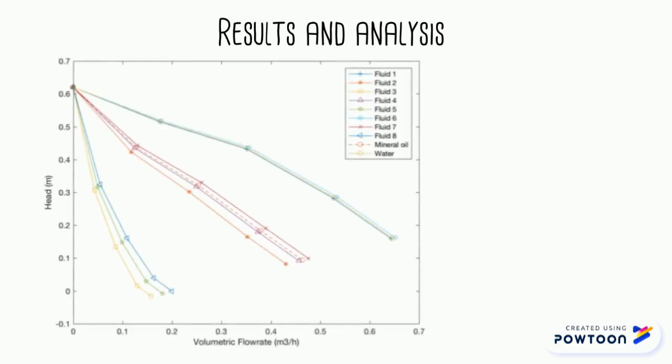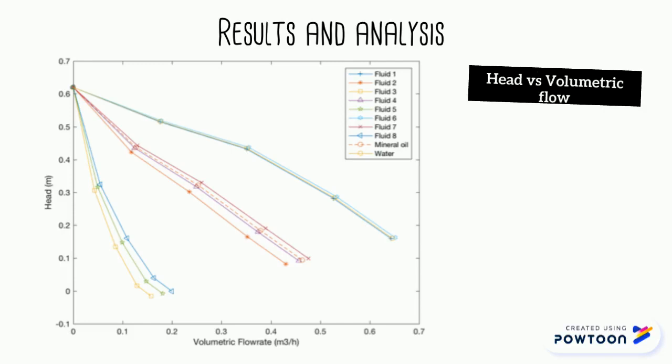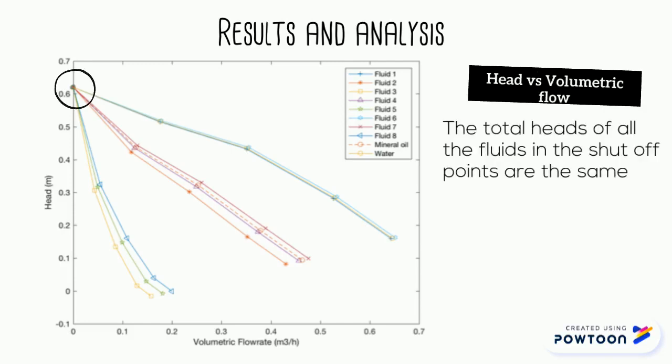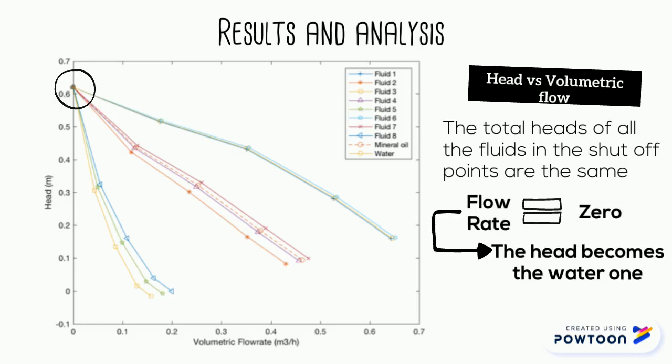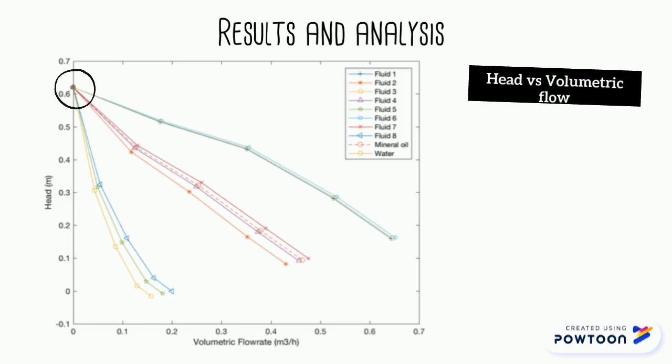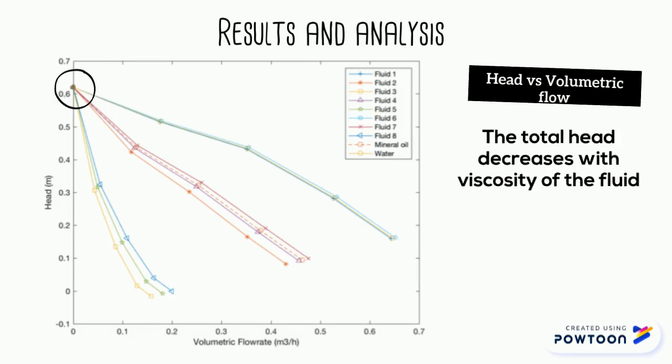In the first place, regarding the relationship between volumetric flow rate and total head, a first observation can be made. The fluids' heads at the shutoff point are the same for all fluids. This is because, in the algorithm, when flow rate is 0, the head's value stops depending on the fluid and becomes the given shutoff head value for water. Also, the overall behavior of the graph shows that the total head decreases with viscosity.